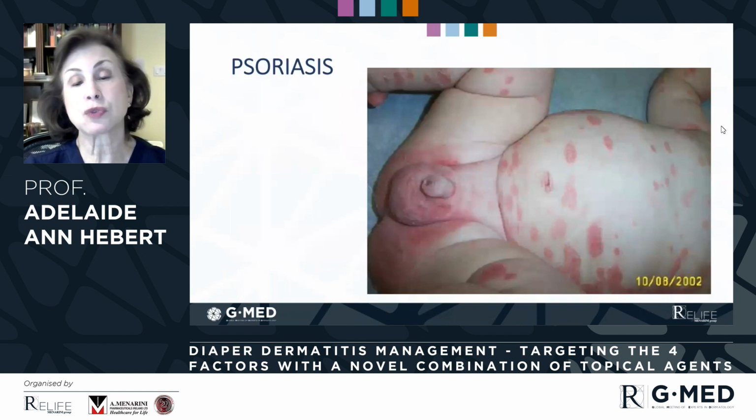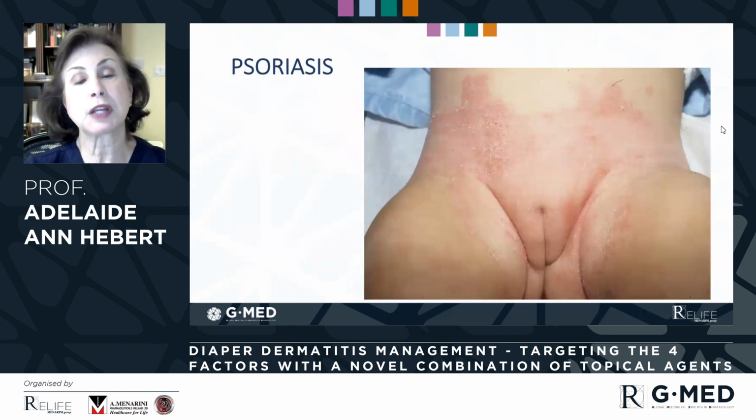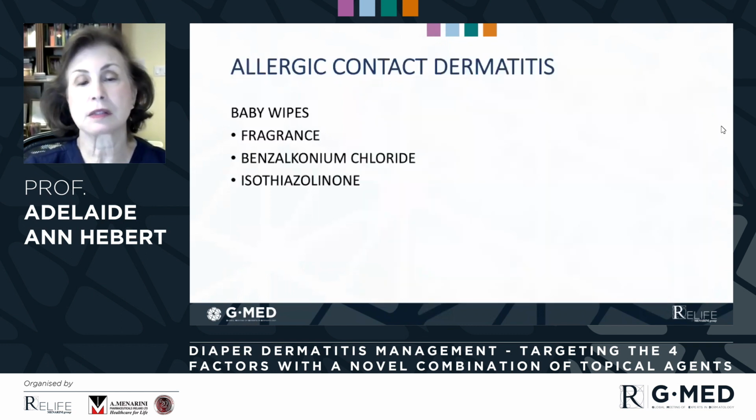Here we see an illustration of psoriasis with sharp demarcation of plaques that uniquely affect the diaper area, but can also be seen on the trunk and extremities. This baby also has a sharp demarcation illustrating the clinical picture of psoriasis. This third picture is another baby with sharp margins illustrating psoriasis.